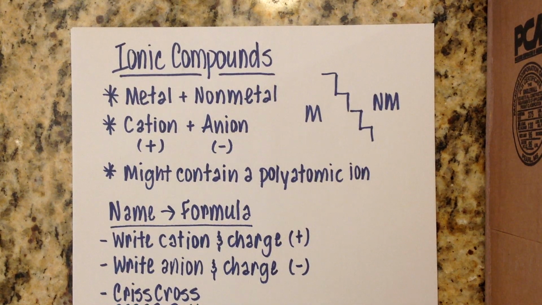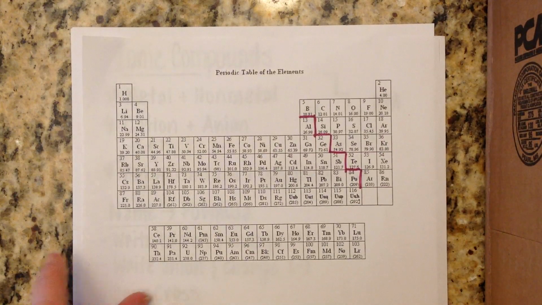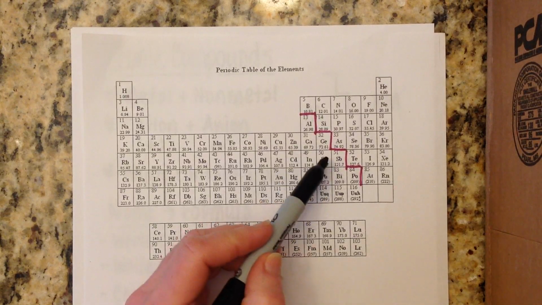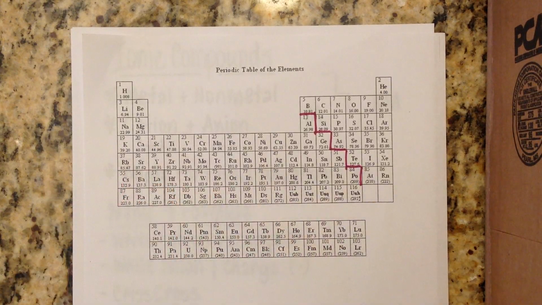This lesson is going to teach you how to, one, recognize an ionic compound, and also how to take the name of an ionic compound and write the chemical formula. So before we start, I want you to look real quickly at this periodic table. It's important that you remember where the stair-step line is, and also that metals are on the left and nonmetals are on the right.